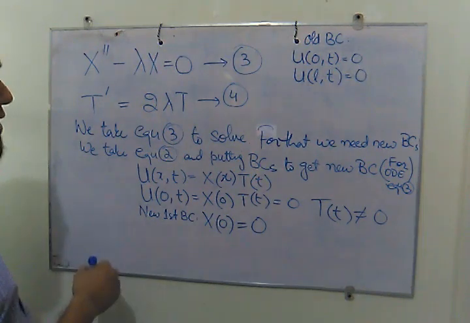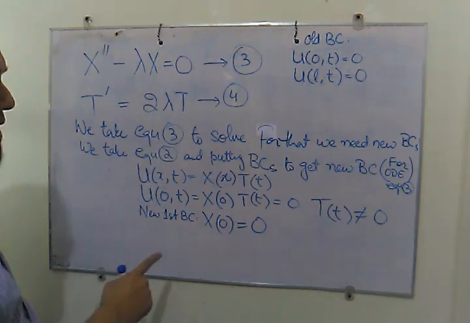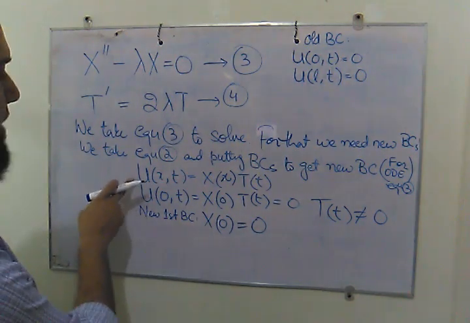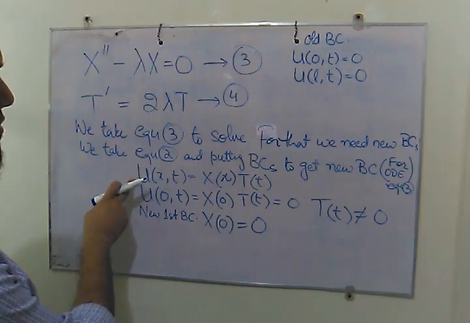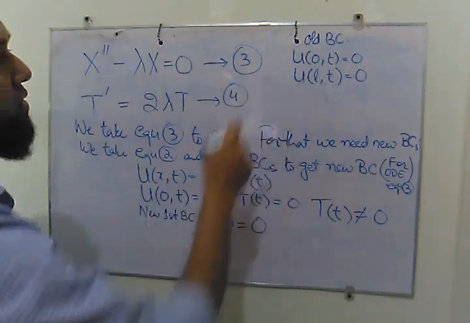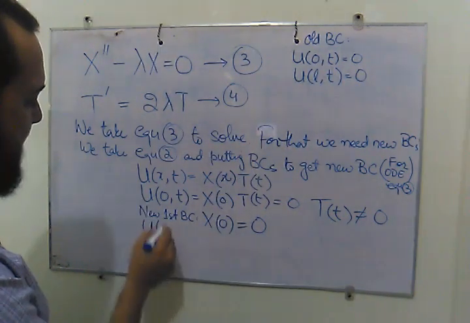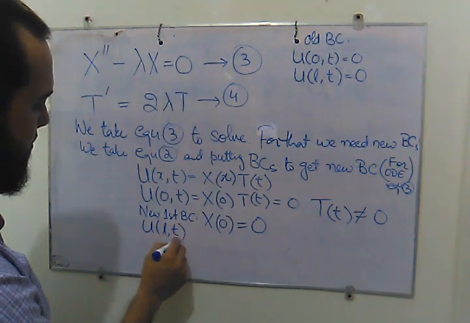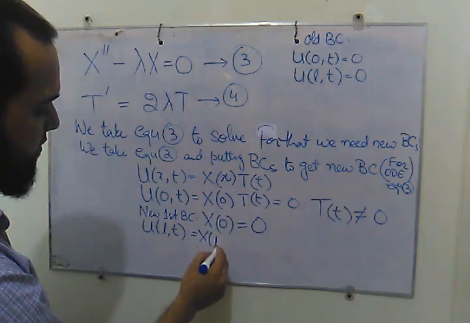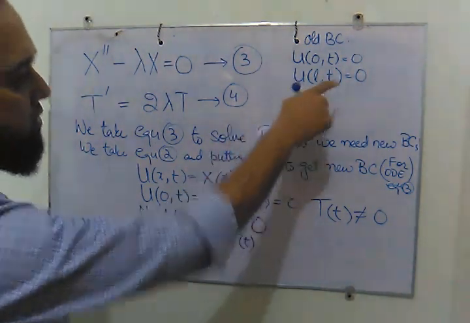Now for the second boundary condition for this differential equation, which should depend only on x and should not have any t inside it, we again take our proposed solution, and this time we are using the second condition. In place of x we are putting L, so here we have X of L and T of t, and this u(L, t) is equal to 0.